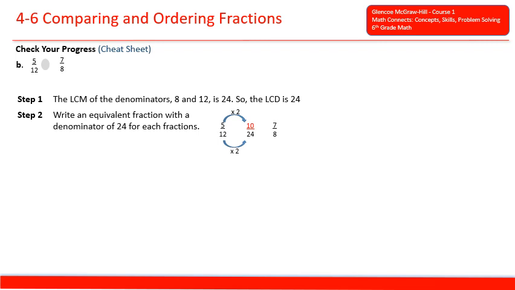And then we have 7/8. So 8 will go into 24 3 times. And so 7 times 3 is 21. 21/24ths is greater than 10/24ths because the numerator 21 is greater than the numerator of 10. So we know that 7/8 is greater than 5/12.